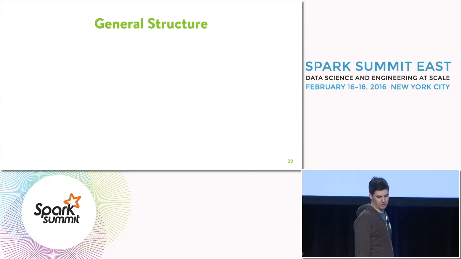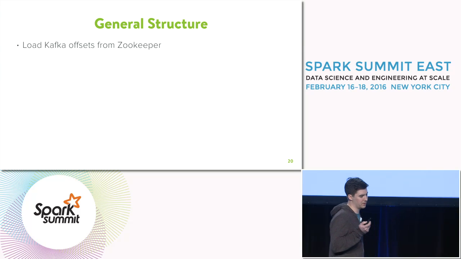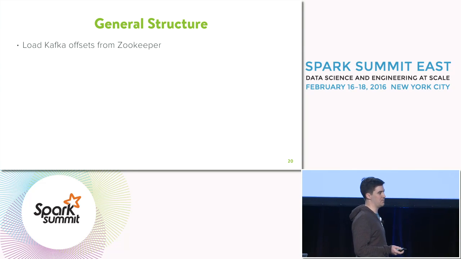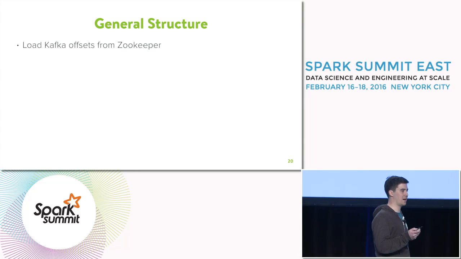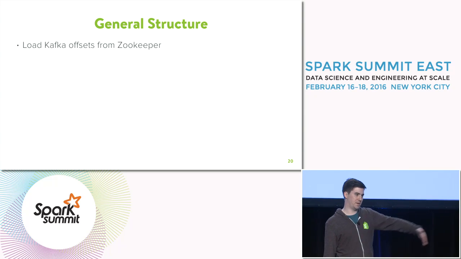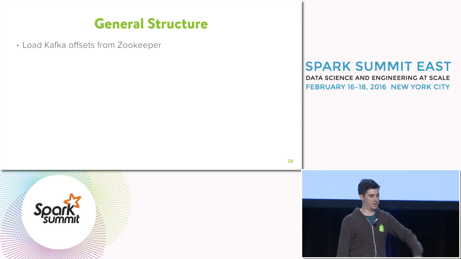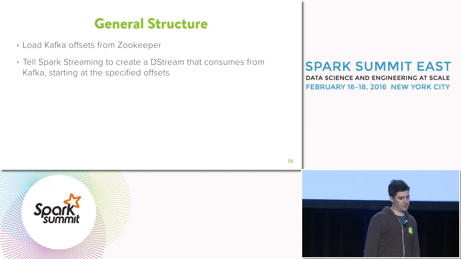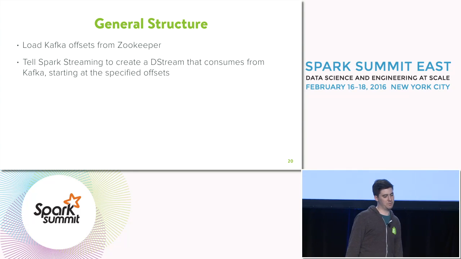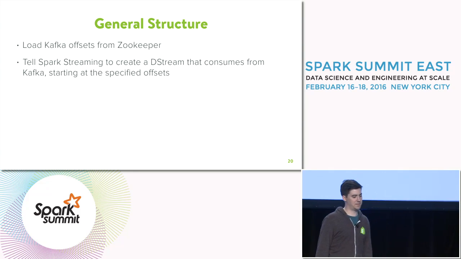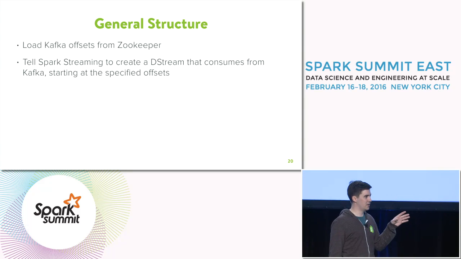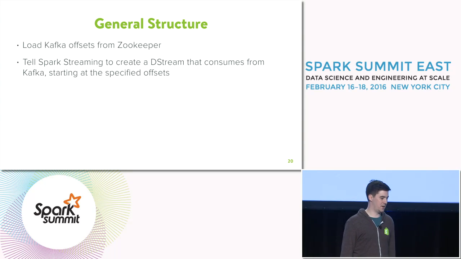As I just said, checkpointing is not needed to get an at least once guarantee. Here's the general structure of how our jobs work. We load the Kafka offset from Zookeeper where we left off. If it's the first time a job's run, or if we've reset its progress, it will start from the earliest available offset and process all that data. Then we tell Spark Streaming to create a DStream that consumes from Kafka, starting at the specified offsets. I think it's KafkaUtils.createDirectStream in Python land, and then you pass it the topic, the offset, and all that information.